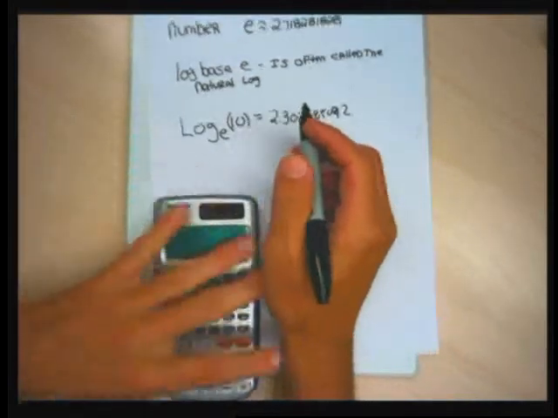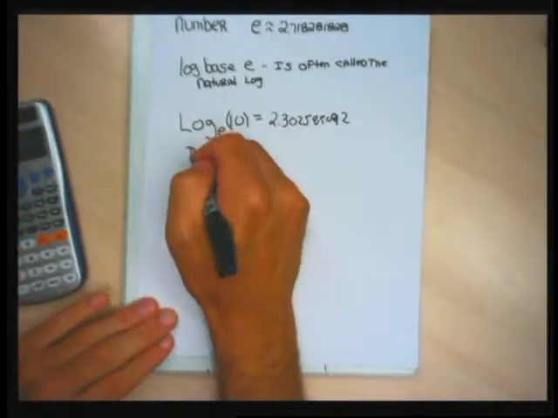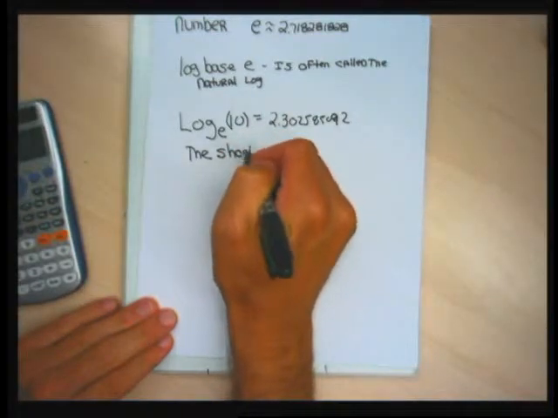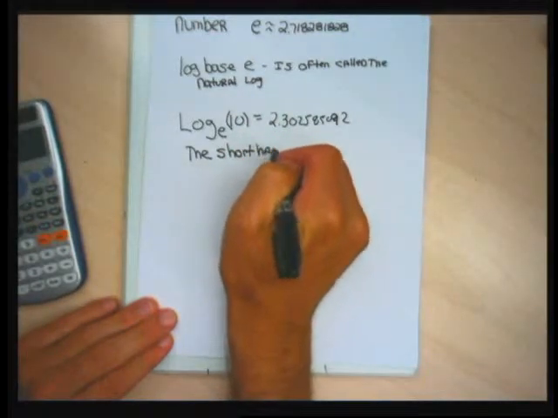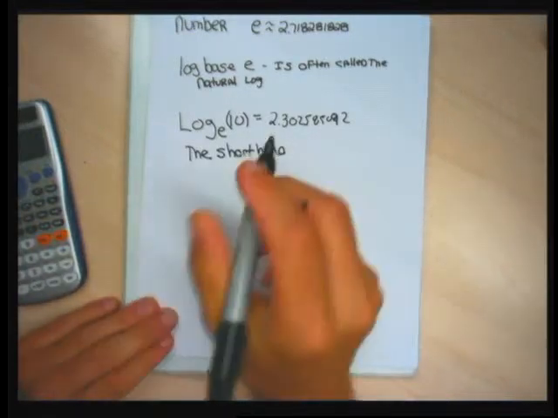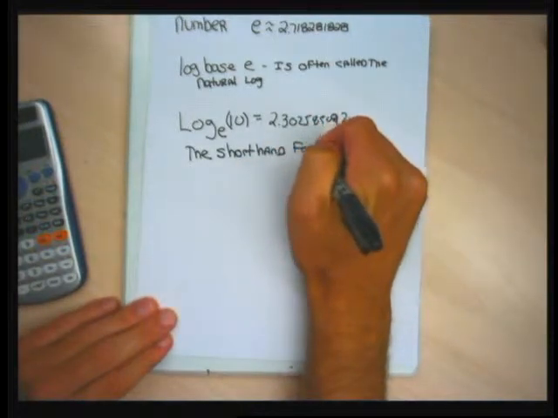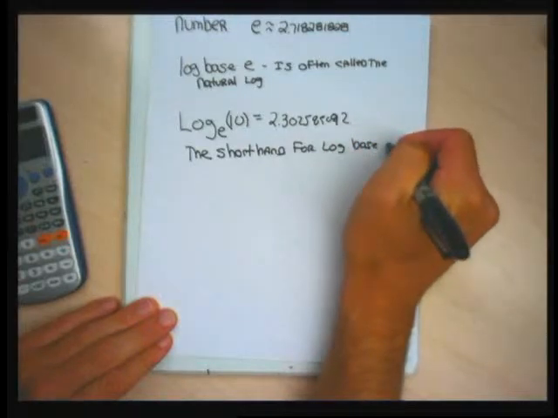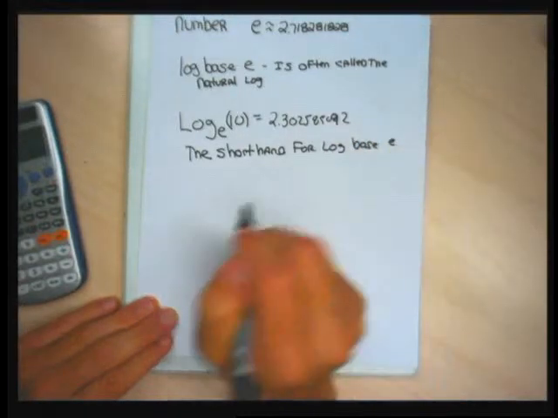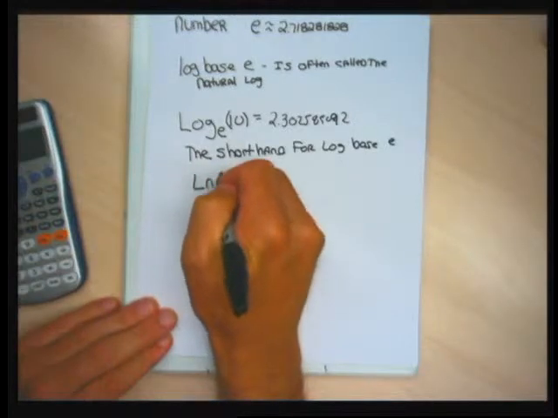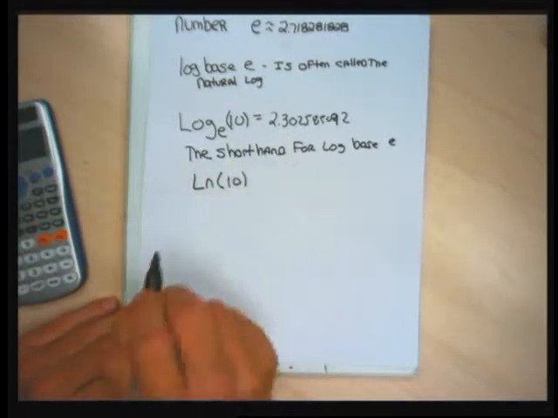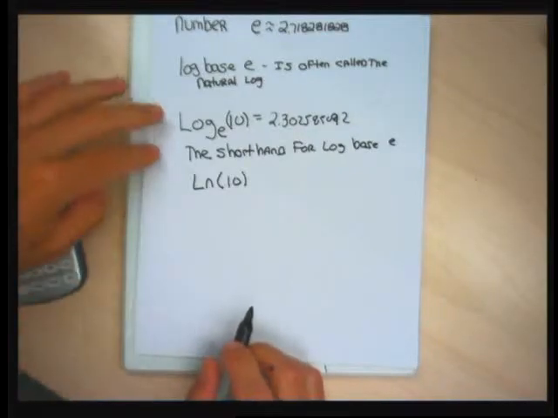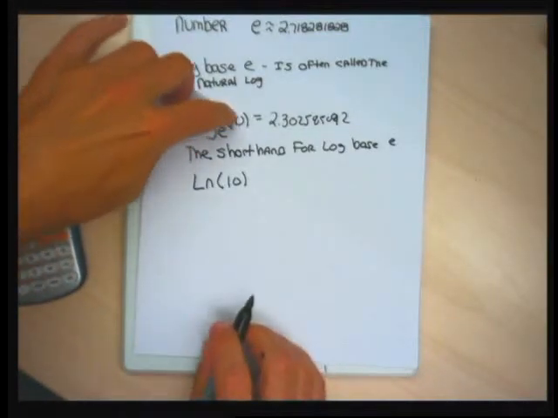That wasn't really a nuisance to enter, but there is a shorthand for log base e. And the shorthand for log base e will make it quicker on my calculator when I'm working with it. So it's a really quick thing to write, but not that much quicker. The shorthand is ln. Log base e is very clear that the base is e and the argument is 10.